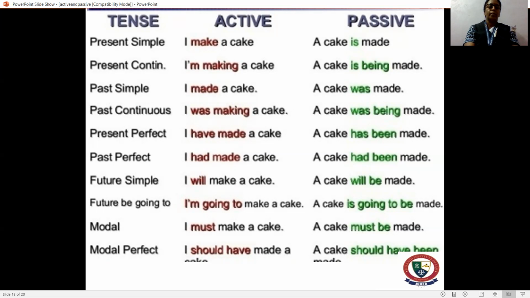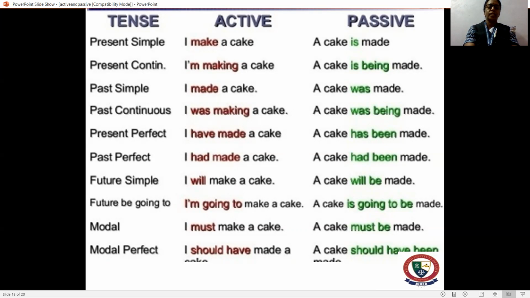Similarly, past simple. I made a cake. A cake was. In the present, we use the be form is. Since it is past, the verb made is used, so we use the be form was. A cake was made.